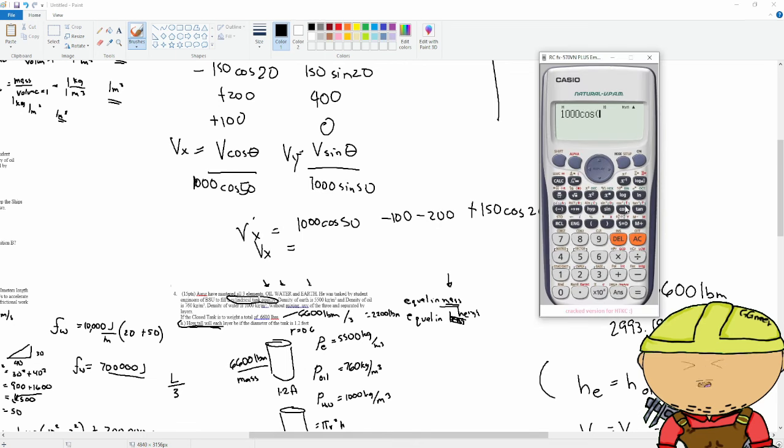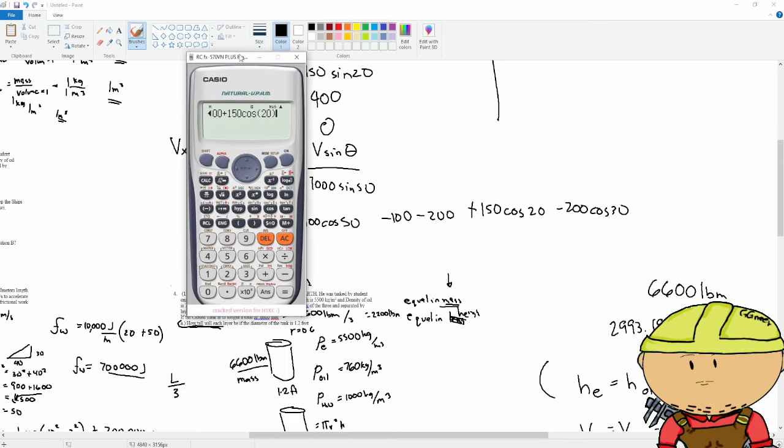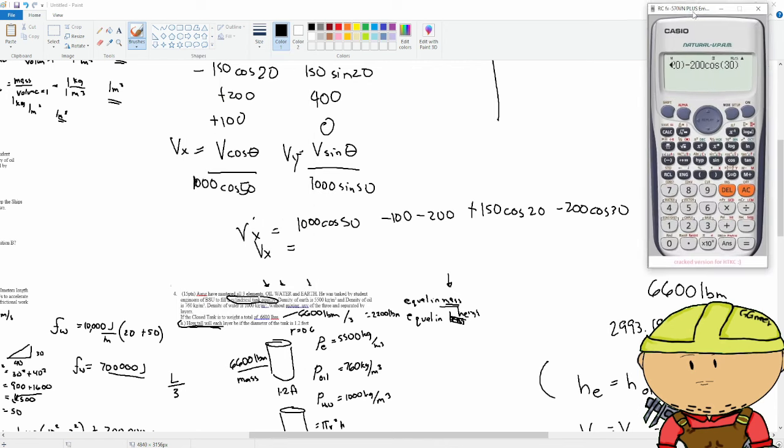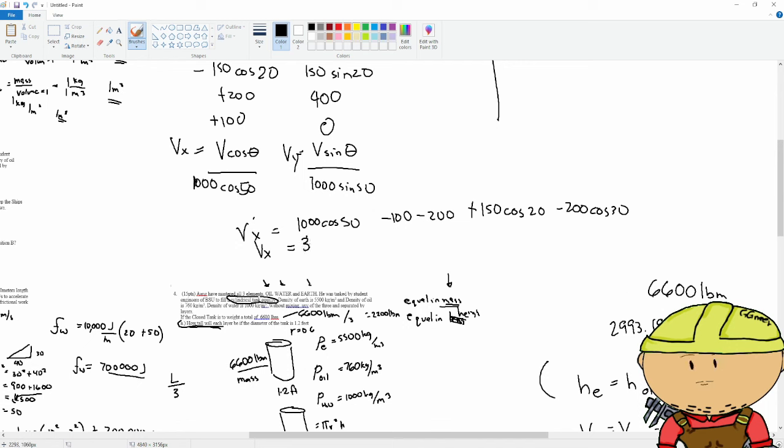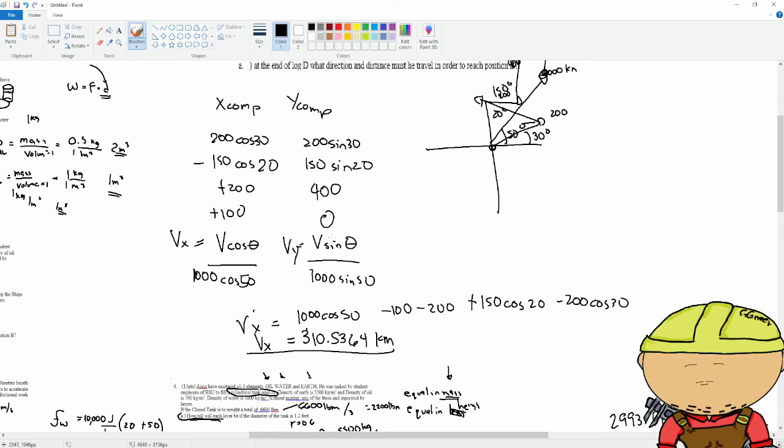Okay, Vx is 1,000 cosine 50 minus 100 minus 200 plus 150 cosine 20, minus 200 cosine 30. That gives 310.5364 kilometers. That's Vx. Now for Vy.